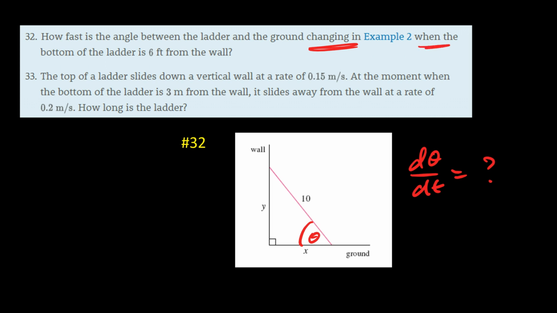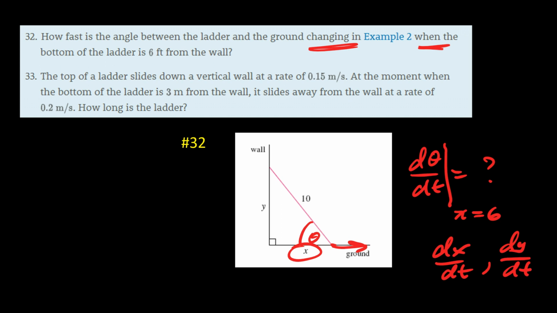When the bottom of the ladder is 6 feet from the wall, the bottom of the ladder is x, so when x is 6. The ladder is sliding to the right, and so x is changing. So apparently we have a dx/dt going on here. X is changing, and y is also changing, dy/dt.